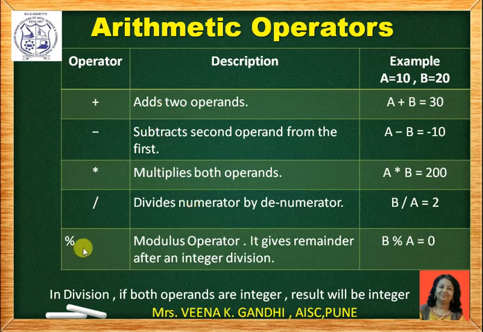Next is the modulus operator or mod operator. It gives the remainder after integer division. For example, 5 mod 2 will give a remainder of 1.